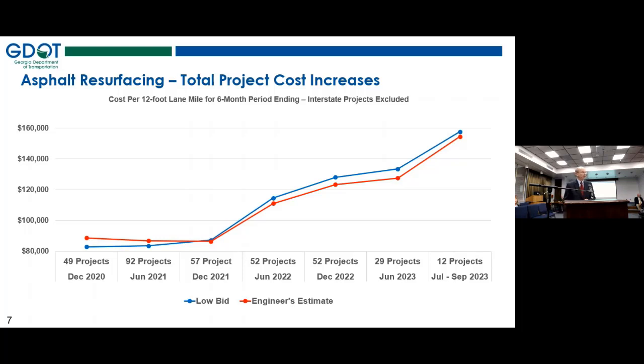So this slide represents a total of 343 projects for approximately $1.1 billion in total low bid costs. And here, when you're speaking of the increases, you can see across the timeline here, been a 74% increase in the engineer's estimate and a 90% increase in the low bid.